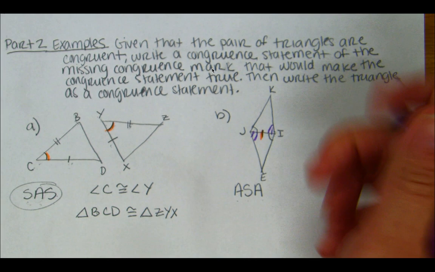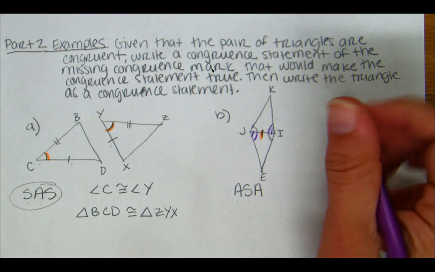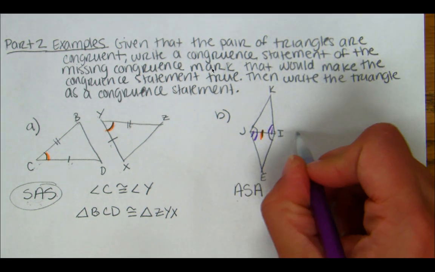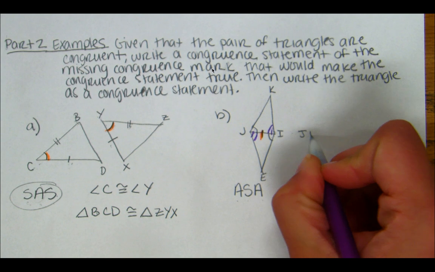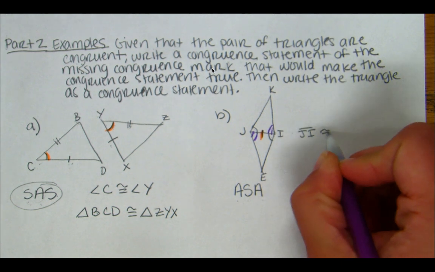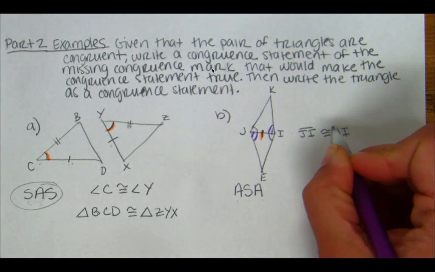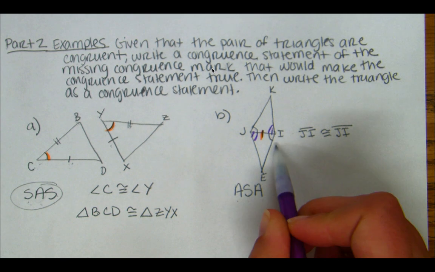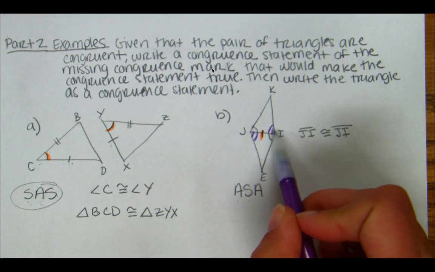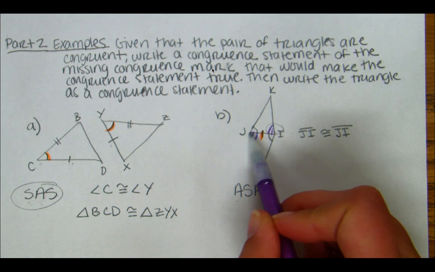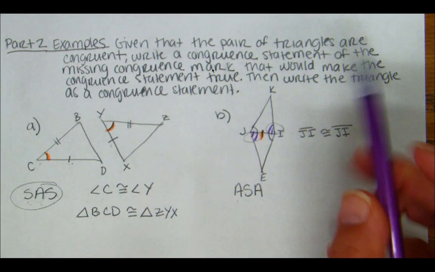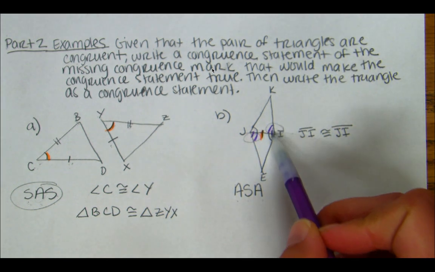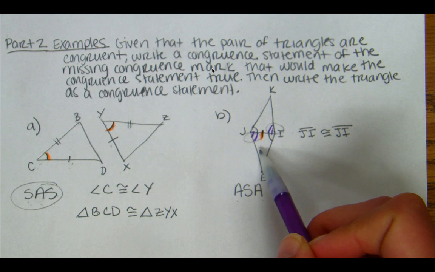So I'm actually going to write both that I'm missing. So I know that for my same side, I have JI is congruent to JI. And I also need to say that this angle right here is the same as this angle right here. So notice how this is different from this one. I have to describe this angle using 3 letters instead of 1.